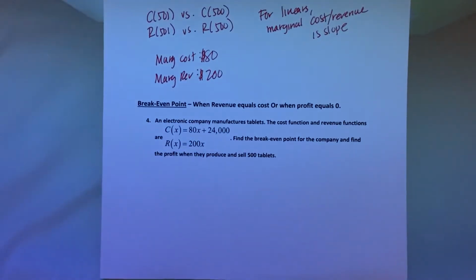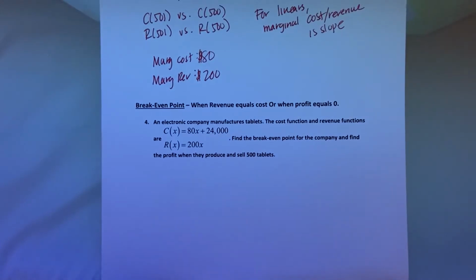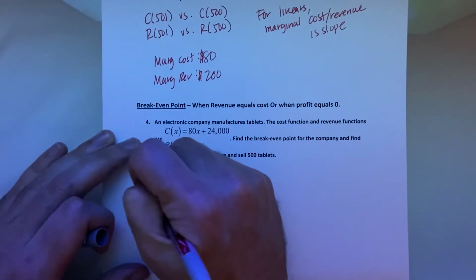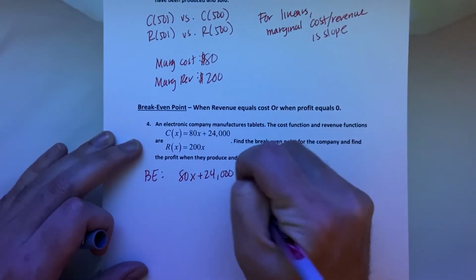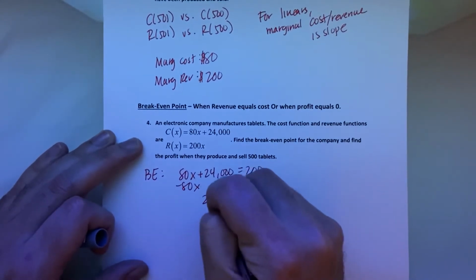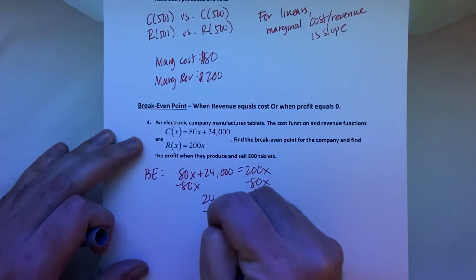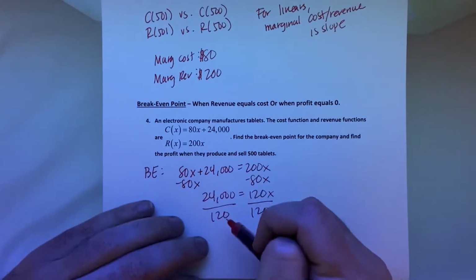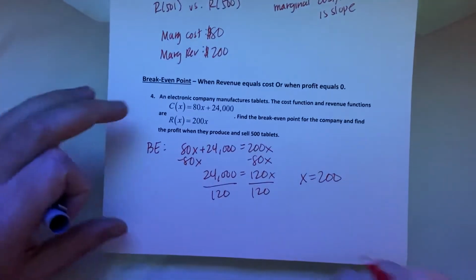Break-even point is when revenue equals cost and profit is therefore 0. So same problem almost, slightly different equation. Find the break-even point and find the profit when they produce and sell 500 tablets. So to find the break-even point, you set the two equations equal to each other. 80x plus 24,000 equals 200x. Subtract 80x. Get 24,000 equals 120x. Divide by 120. That would be, I think, 200. So at 200 units, they'll make all their money back.